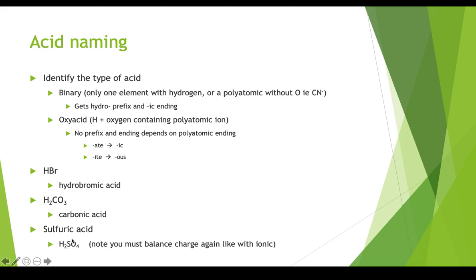Sulfate is our polyatomic ion, but SO4 has a 2 minus charge for sulfate, which is why we then see 2 hydrogens. Similar to ionic naming, you do balance charges for acids as well. Whatever the charge of your anion is, that's how many protons, basically hydrogens, you have to add to balance the charge. Sulfate has a minus 2 charge, so that's why it's H2 in that formula.